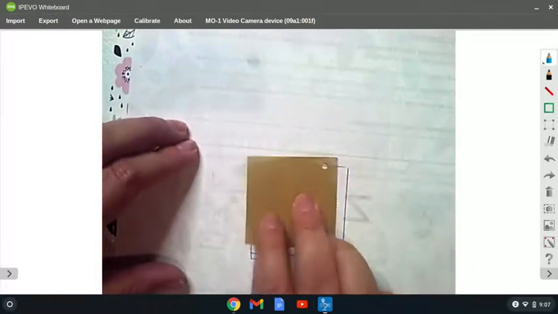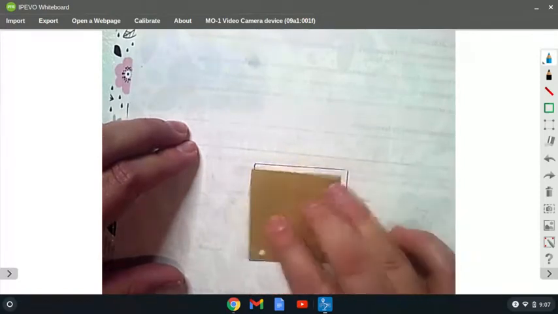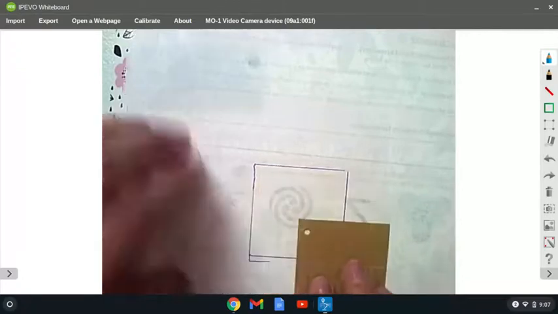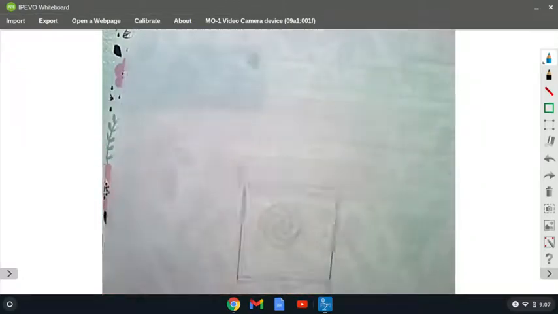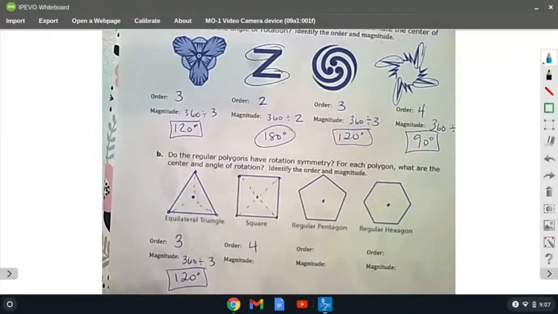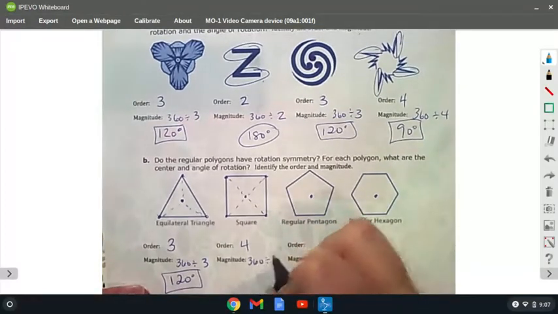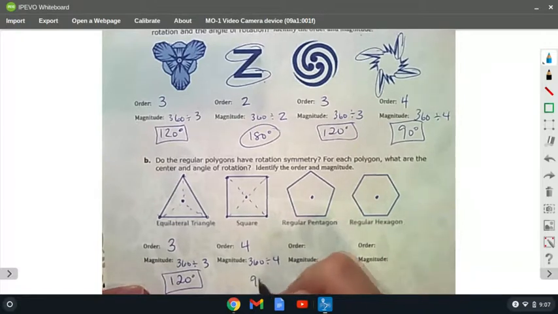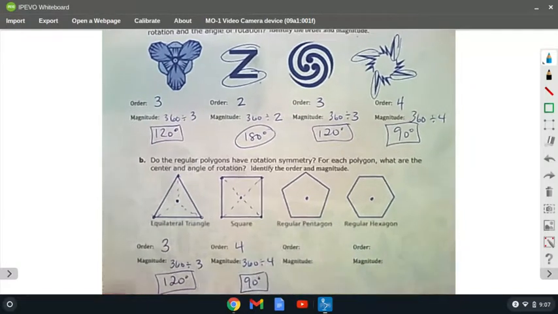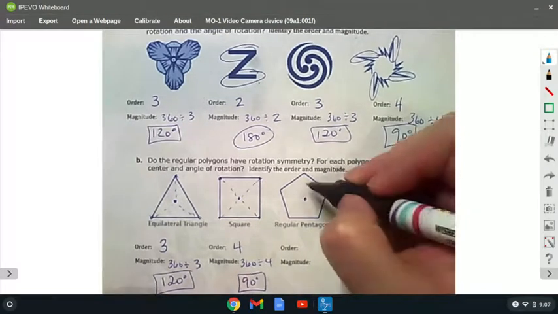So I was able to go 90 one time, 2 times, 3 times, 4 times. That is why my order would be 4. I was able to turn it 4 times and still map it back onto itself each of those 4 times. That's why my order is 4 and my magnitude is 90, because 360 divided by 4 gives me that 90, and each turn I made that mapped it back onto itself was another 90 degrees. So hopefully that resonates a little bit with you after seeing that.